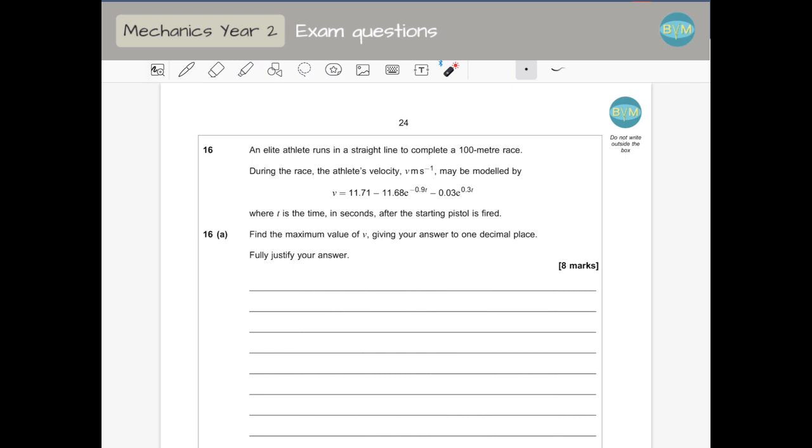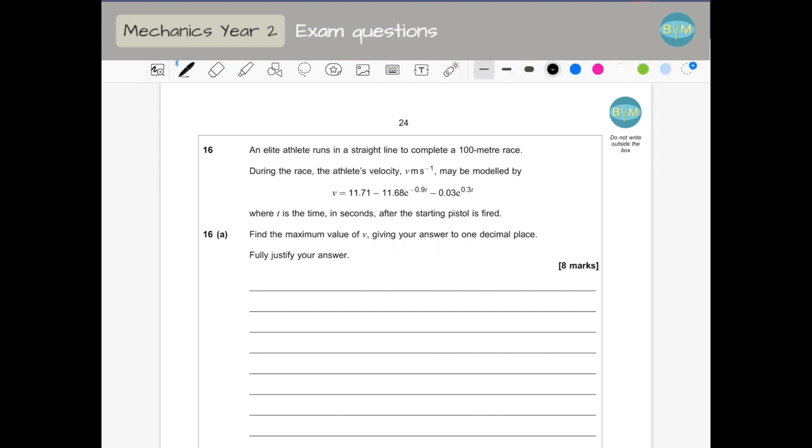Hello, this is question 16 on your June 2019 paper 2 from AQA. An elite athlete runs in a straight line to complete a 100 meters race. During the race, the athlete's velocity v is modeled by this expression, an exponential where t is the time in seconds after the starting pistol is fired. Find the maximum value of v, giving your answer to one decimal place.